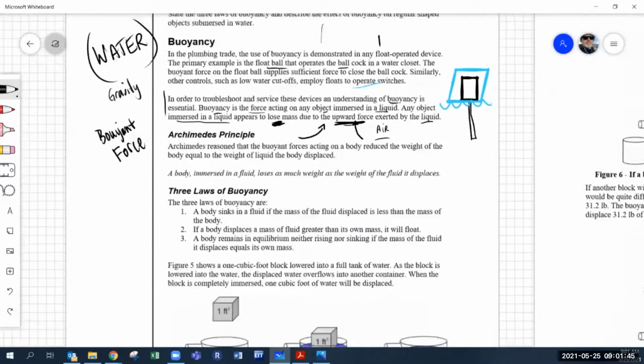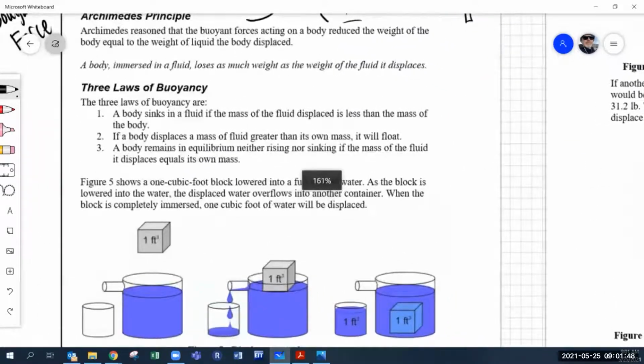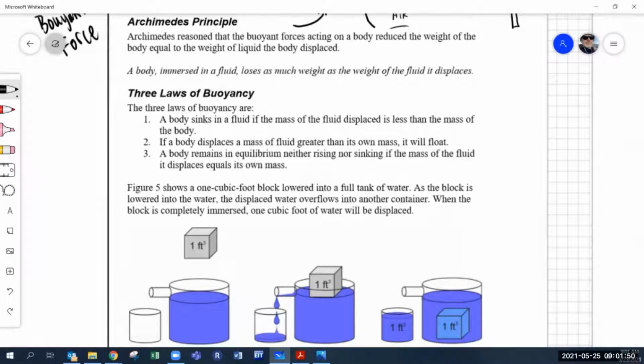Next, we need to talk about the 3 laws of buoyancy. Now, there is a little thing here in italics that we should understand first. A body immersed in a fluid loses as much weight as the weight of the fluid it displaces. So we're going to do some calculations around this. Now, the weight of the fluid displaced will also be directly related to the volume. And we'll figure that out in a second.